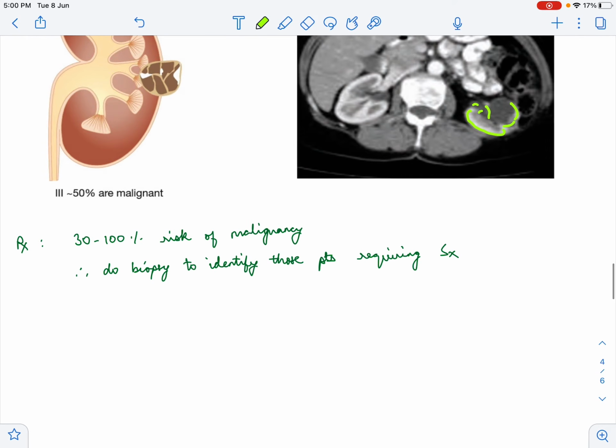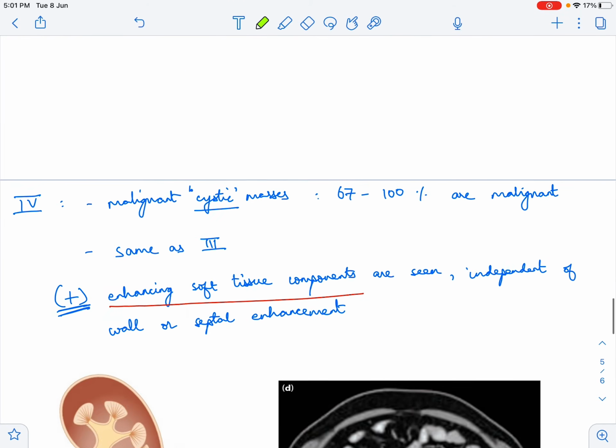These have a 30 to 100% risk of malignancy. Therefore, you need to do a biopsy to identify those patients requiring surgery. If the biopsy comes as normal, or if it is a benign pathology, there's no need to worry. If it comes as malignant or a risk for malignancy, then you have to go ahead and do surgery.